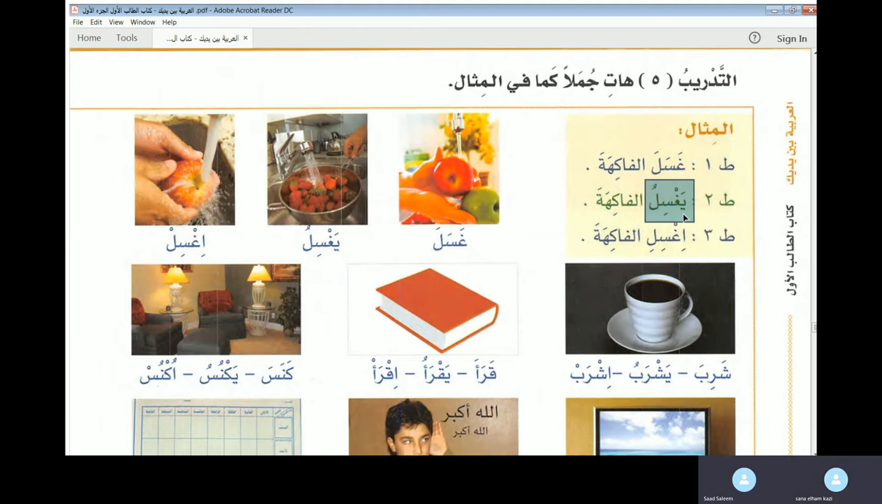Okay, so if you see yaghsilu, right? After the sukun in yaghsilu there is a kasra. So whenever you get a vowel after the sukun, use the same for the first letter in an imperative sentence. This is only for the imperative rule. Yes. So for example, we learned in the last lesson. Now let's see.